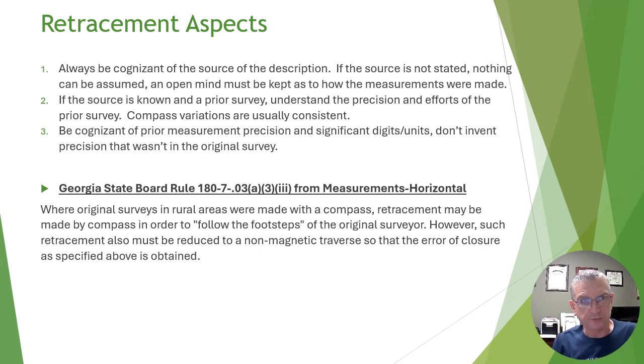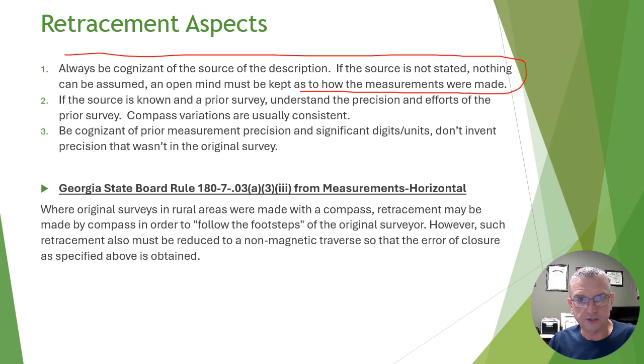When we're doing a retracement, there's like 3 points I want to make. Always be cognizant of the source of the description. If it is not stated, then nothing can be assumed. Don't assume that it's from a surveyor. Don't assume that 300 yards means 900.00 feet. It could be 300 paces. A lot of descriptions made by non-surveyors, the distances were paced. It might have been a short-legged person, it might have been a tall, long-legged person. But it's also going to be along the surface of the ground. So it's like slope chain.